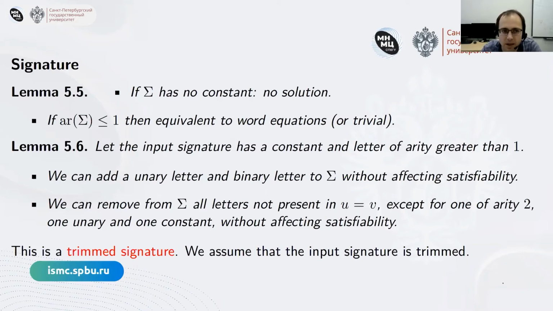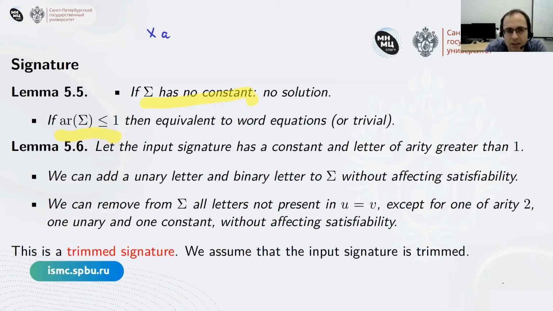So first of all, if sigma has no constant, then trivially there is no solution, because we simply cannot build any terms. Okay, if there are only symbols of arity 0 and 1, then this is equivalent to word equations, because if we have any equation, then we can just write it as a word equation and replace every context variable with a word variable, and every function symbol A with a letter A.